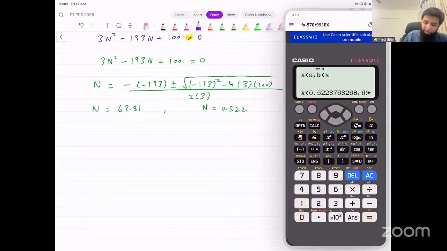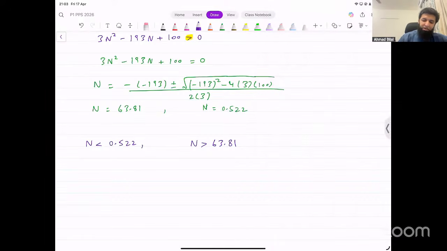Now, this is what we're getting. X, or n in this case, is less than 0.522. That's one thing that we're getting. Or n is greater than 63.81. Right, this is what we're getting.